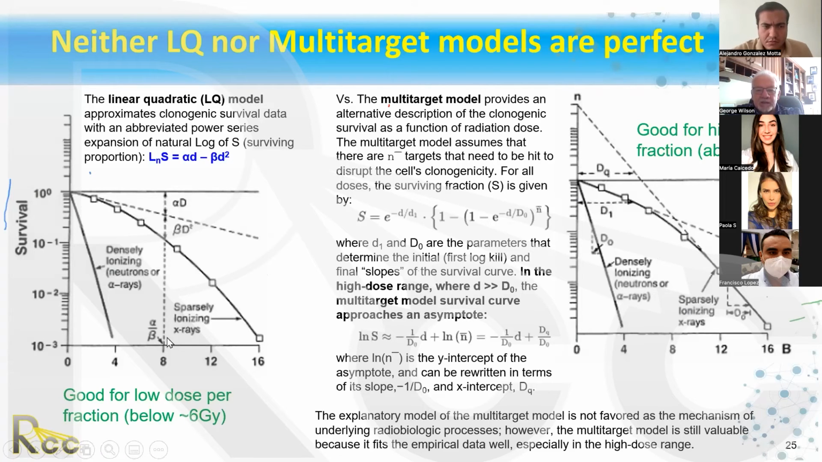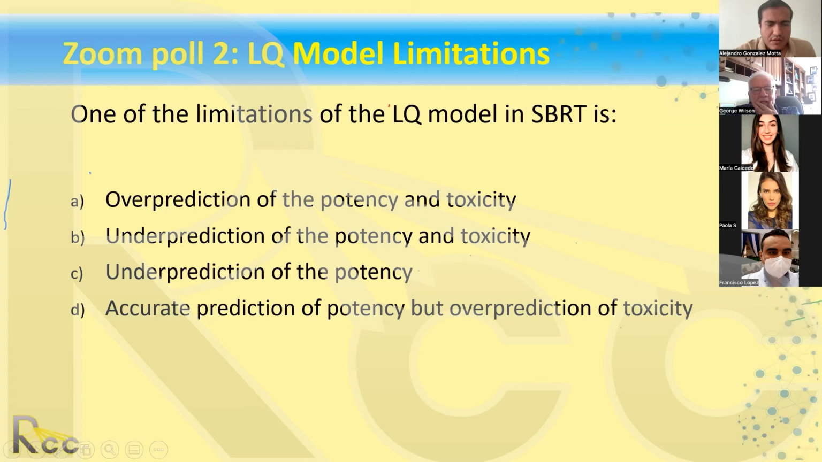Again, you can see here that the linear quadratic is good, low around 6 gray. This multi-target model is good above 6 gray. So this is the question.